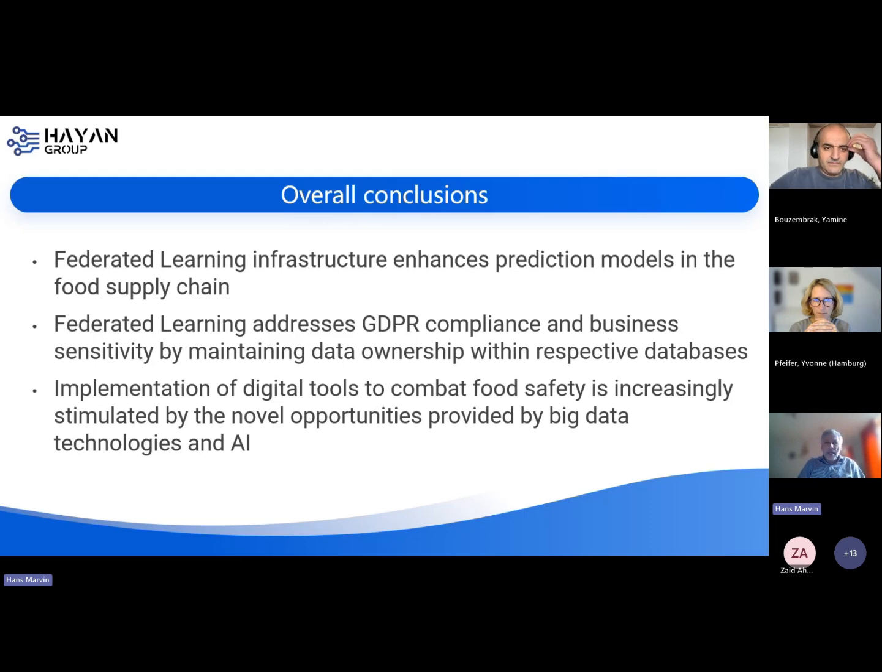And finally, in summary, I think that implementation of digital tools, of which I've shown you a couple of examples, can increasingly combat food safety risks, and this is stimulated by the new opportunities provided by big data technologies and artificial intelligence. If you look at the literature of the last couple of years, at least even last year, a lot of publications appear with new AI models that are highly successful in combining different data sources and predicting food safety risks.